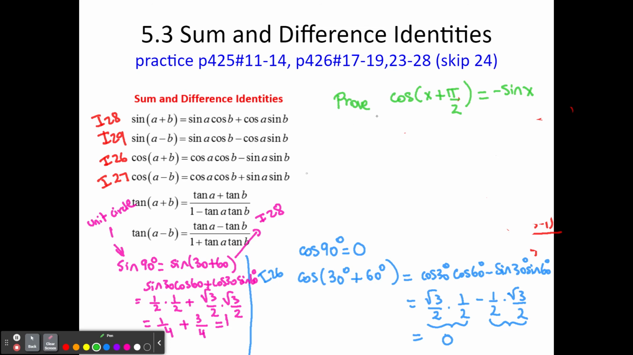So let's take a look at this. Which one does it look like? It's a cosine. So that's the number one step we would like to do. Cosine, and there's a plus. So this is identity 26. It's a sum identity. So I'm going to split it into cosine. I'm only working with the left side now. So cosine x times cosine b, where b is the second angle, which is pi over 2, and minus sine x sine pi over 2.